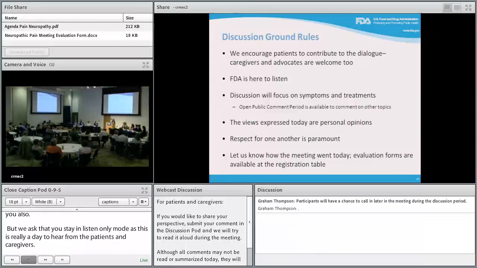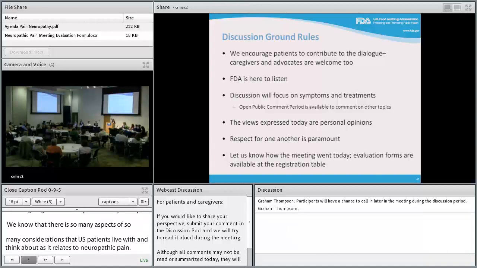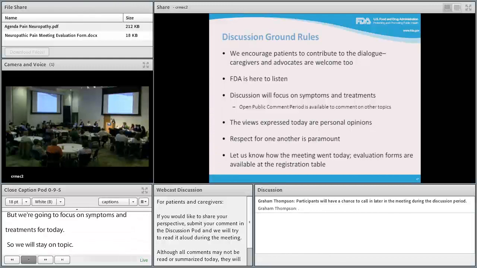We know that there's so many aspects and so many considerations that you as patients live with and think about as it relates to neuropathic pain, but we're going to focus on symptoms and treatments for today. So we'll stay on topic. We do have the open public comment period, which I had mentioned earlier, for aspects or considerations that are outside of the scope of topic 1 and topic 2.